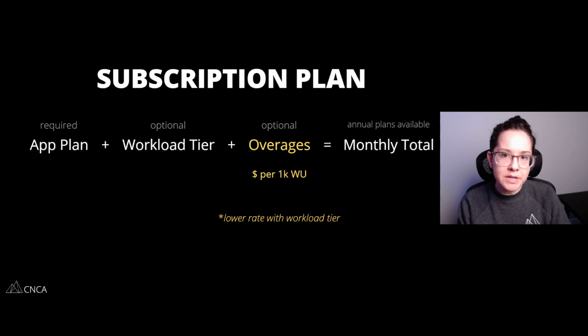So these three components contribute to your total subscription plan package. Remember, the only thing that's really required is your base plan. And depending on how you build it, that may be all you need. Okay, but if you have a more complicated application or more complex, more intensive, more unpredictable app, you may want to consider adding on additional tiers or enabling your overages.